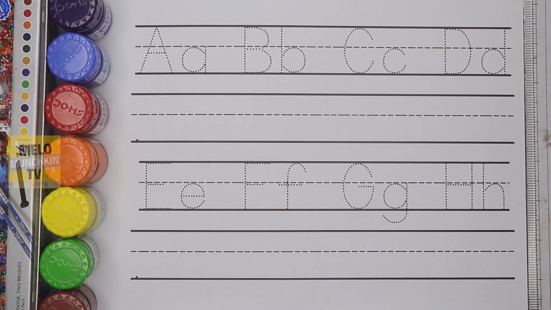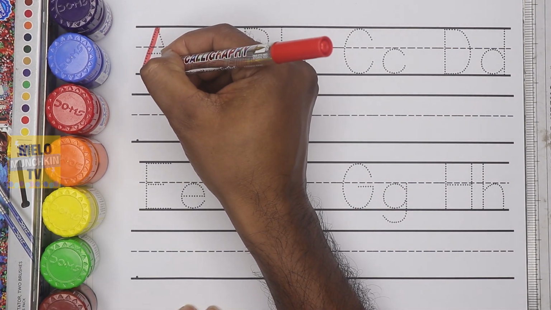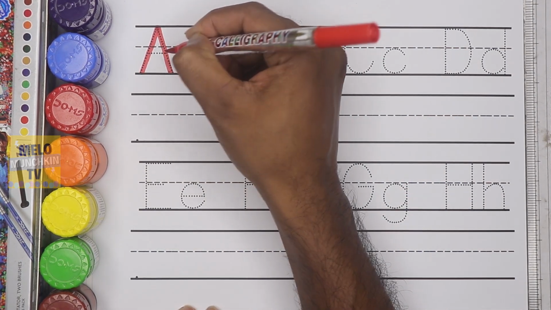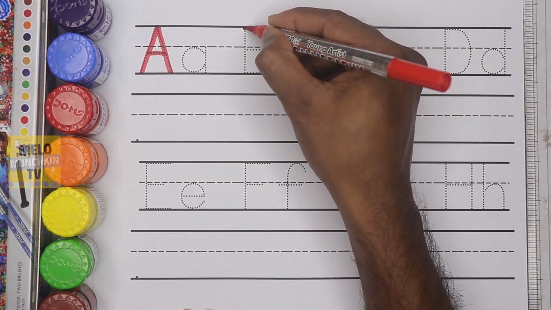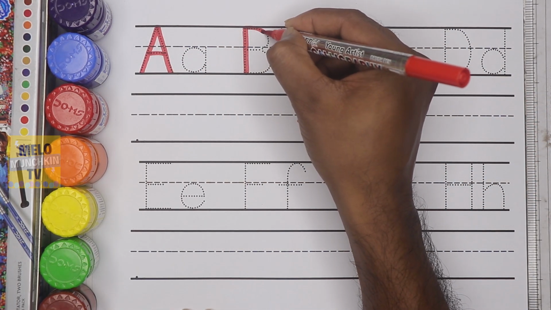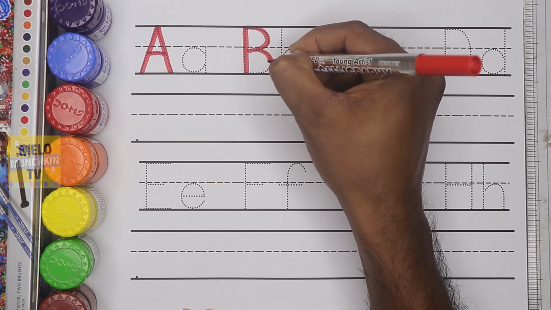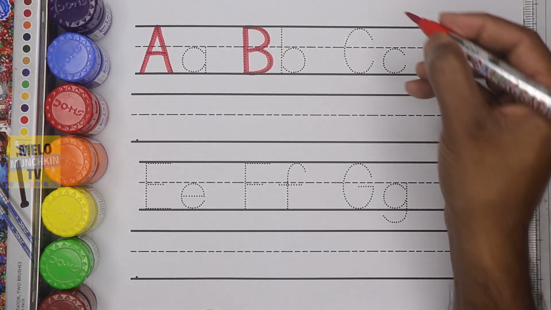So first I'll take red color and write the letter A. This is capital letter A. A for aeroplane. This is capital letter B. B for ball.